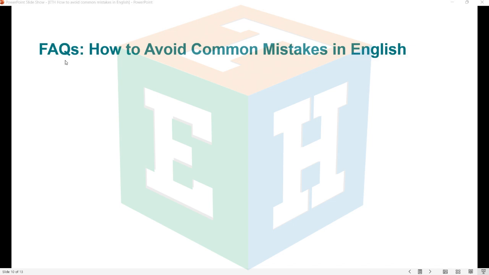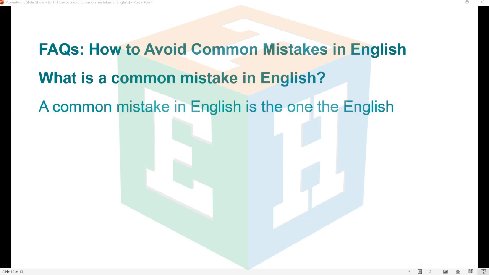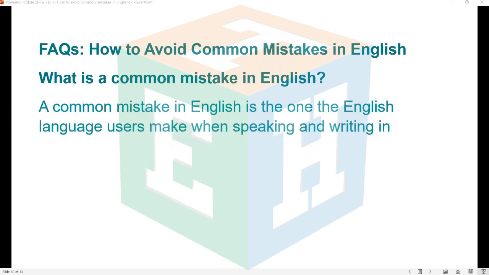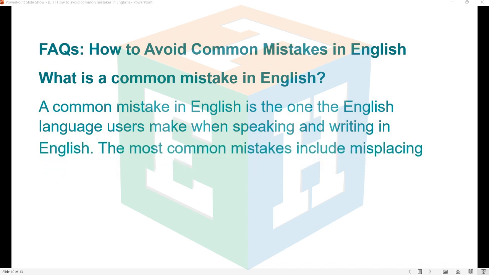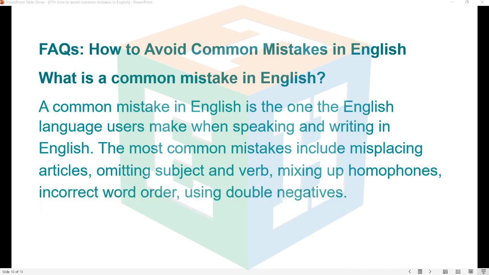Facts or frequently asked questions. How to avoid common mistakes in English? What is a common mistake in English? A common mistake in English is the one English language users make when speaking and writing in English. The most common mistakes include misplacing articles, omitting subject and verb, mixing up homophones, incorrect word order, and using double negatives.